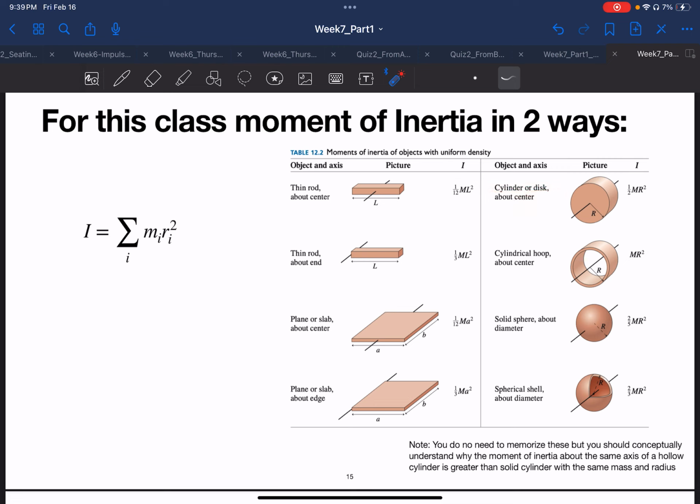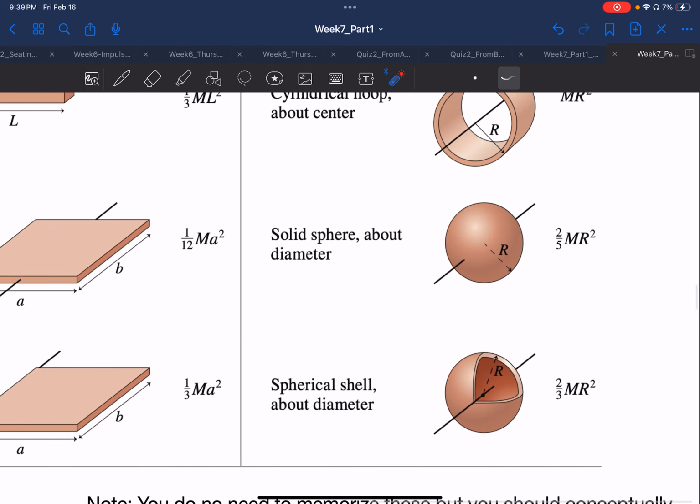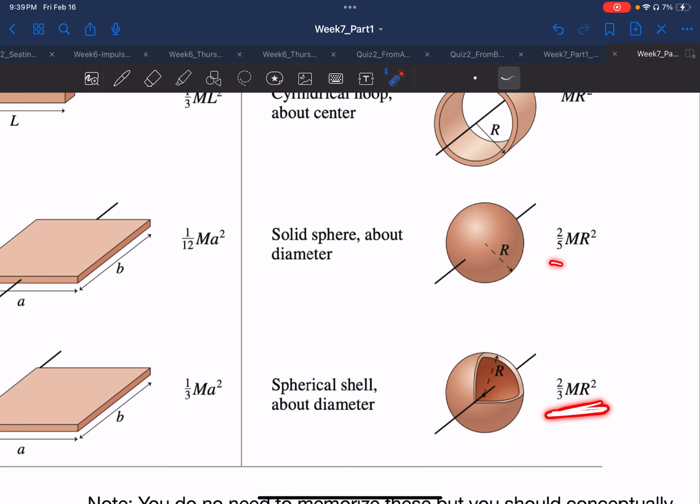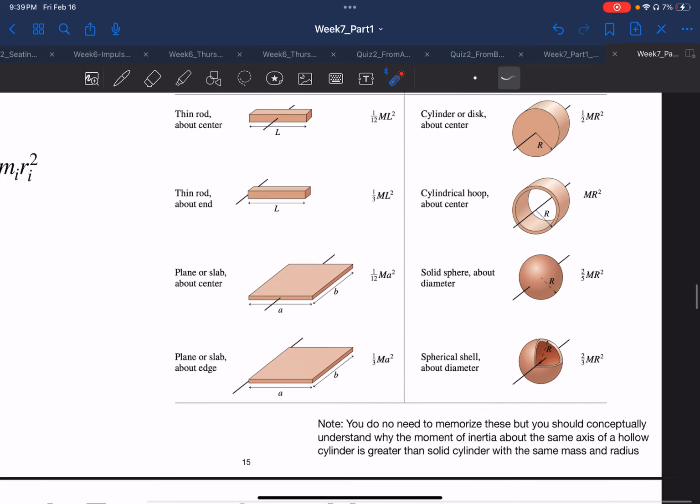Okay. Oh, and to confirm that our hypothesis in the previous question was in fact correct, we said that the shell has a higher moment of inertia than a solid sphere. So let's compare. Here's our shell, and here's our solid sphere. Note that 2/5 is less than 2/3, and the solid sphere does in fact have a lower moment of inertia for the same mass and the same radius.